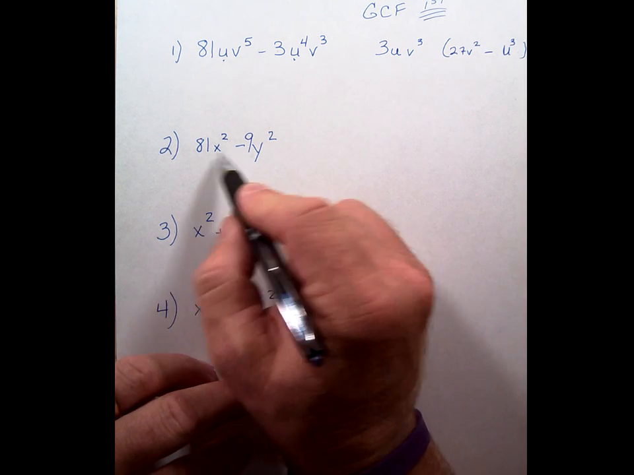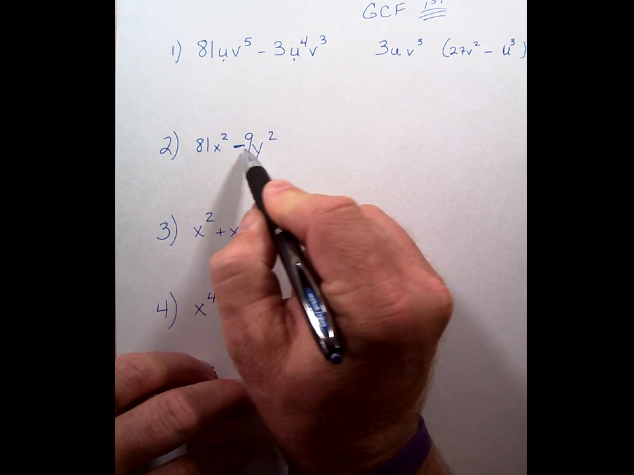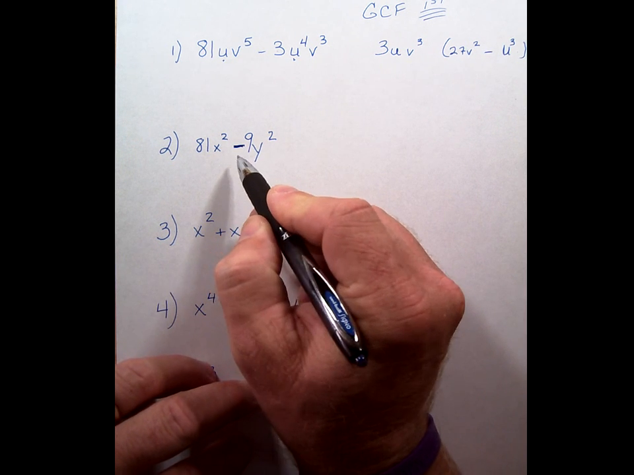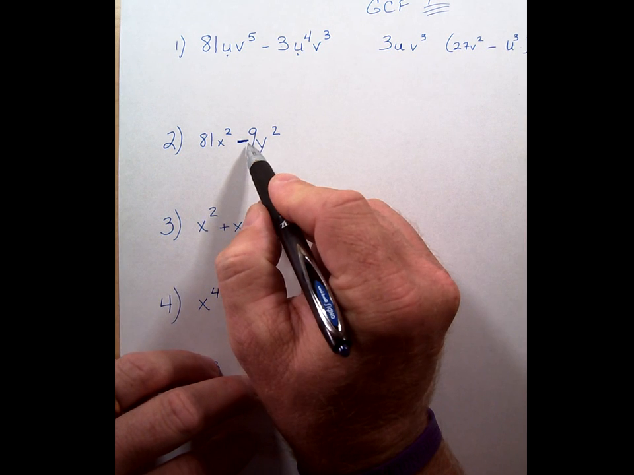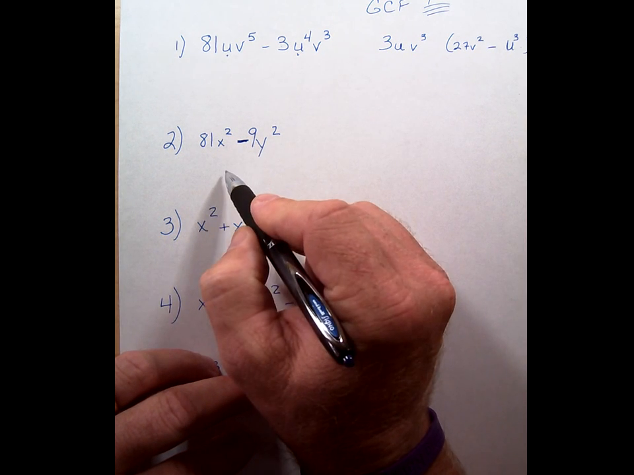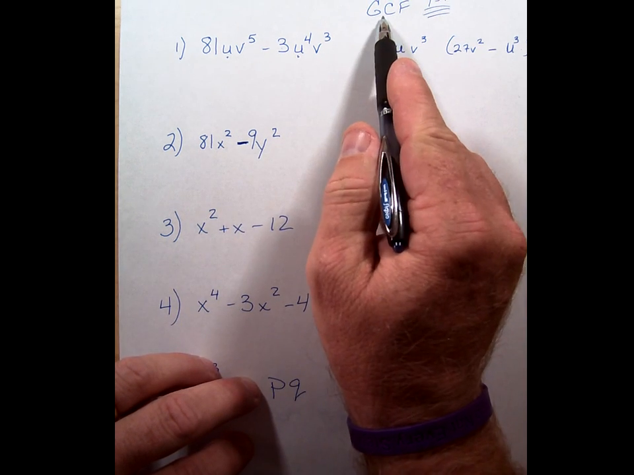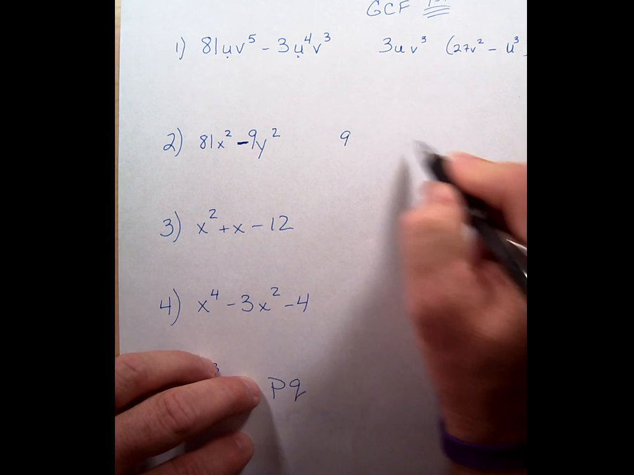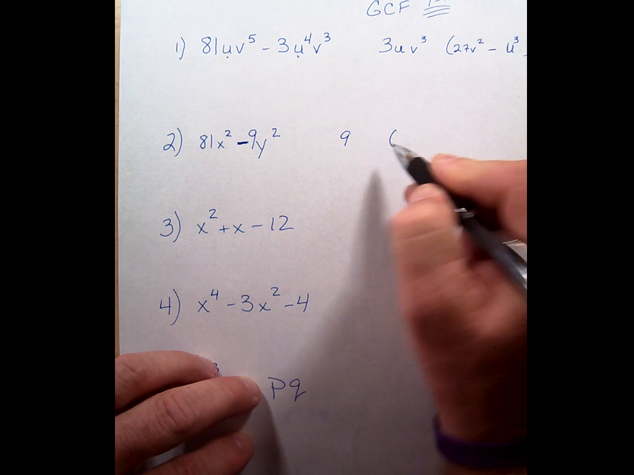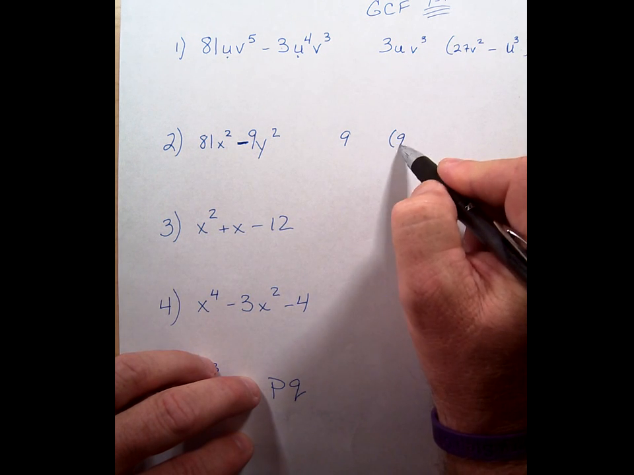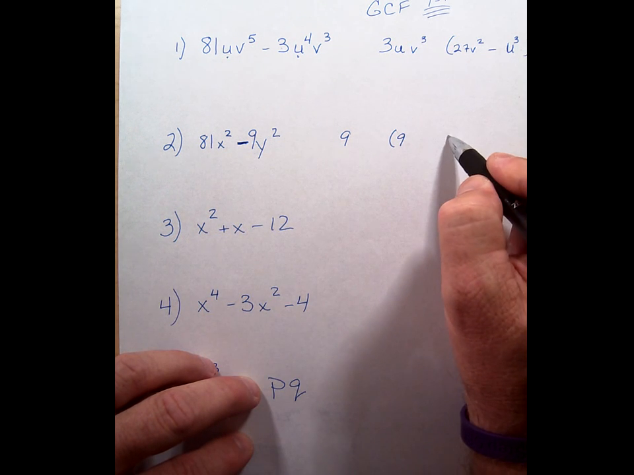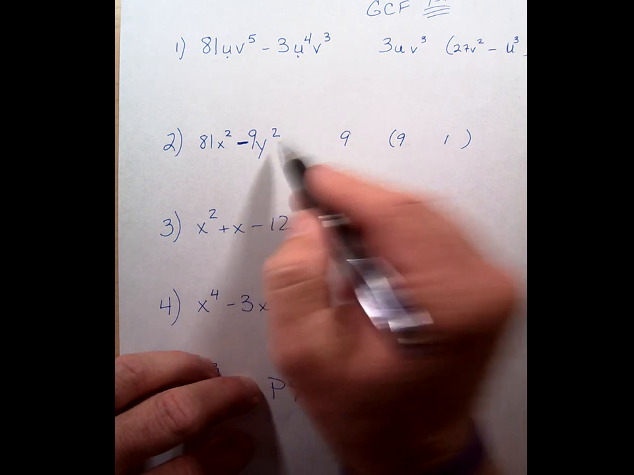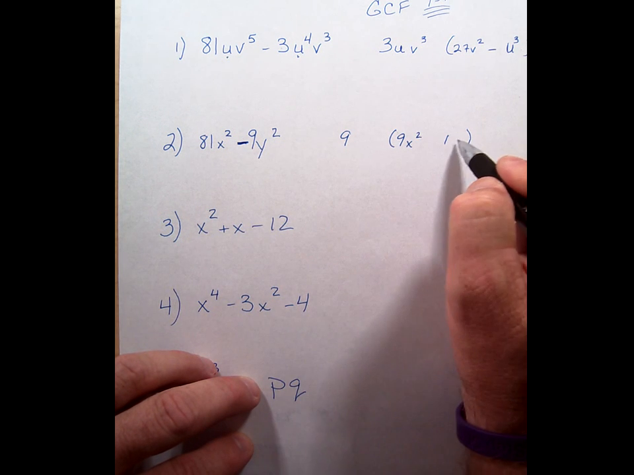Next one. Again, we have 2 terms. Remember, terms are separated by pluses or minuses. So in this case, we have 2 terms. I'm going to look for GCF first. Both are divisible by 9. So I show that off. That would give me a 9 here and a 1 there. No letters, so I'm going to rewrite them.